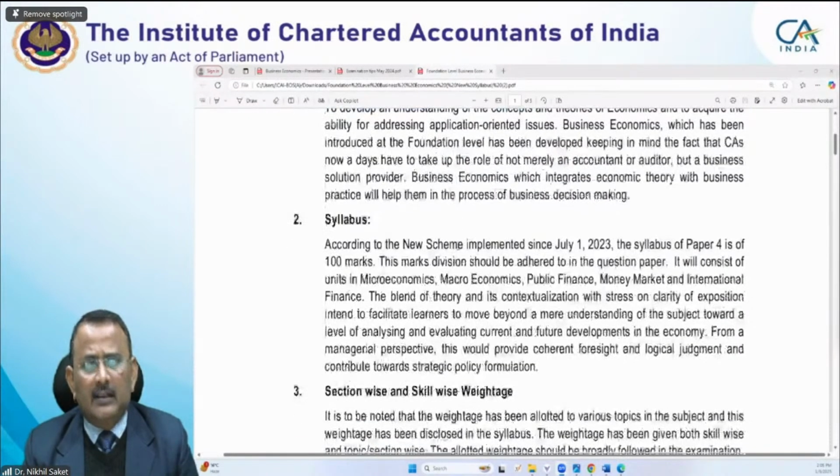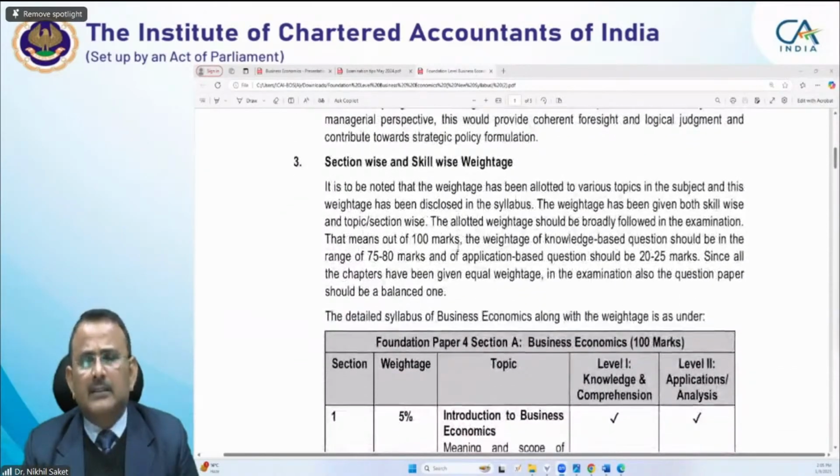Generally, this paper consists of knowledge based questions and skill and application based questions. Means sometimes questions directly related to the concept that you have studied, and a few questions testing your numerical ability on the different chapters where numerical problems are given.